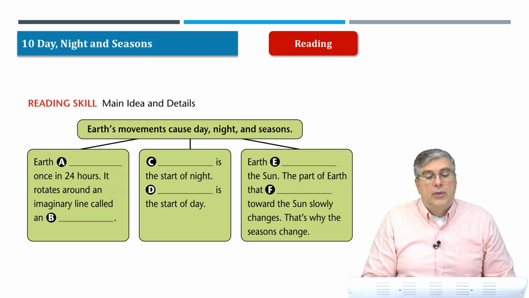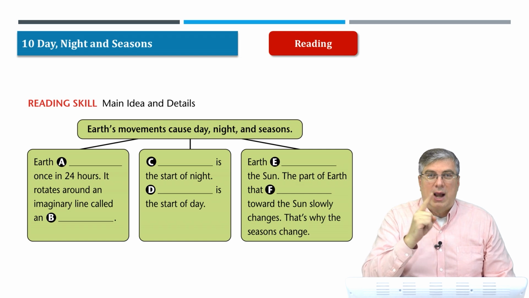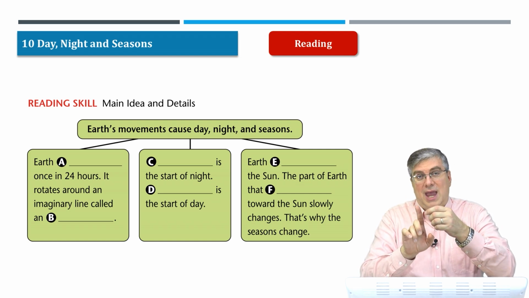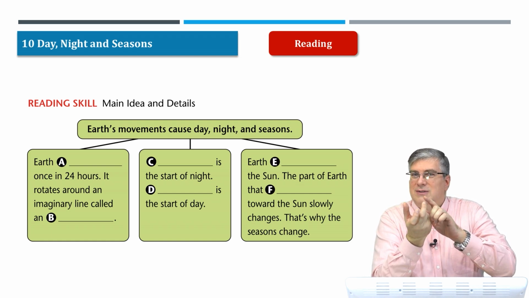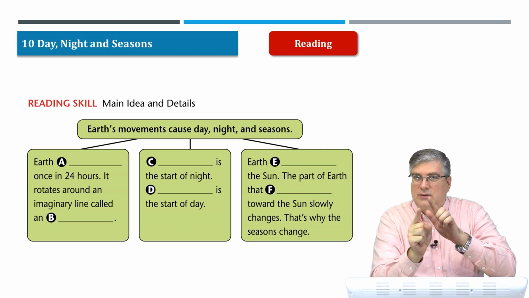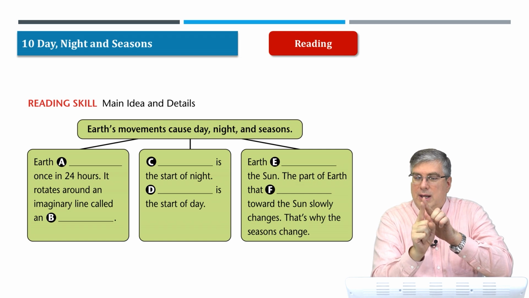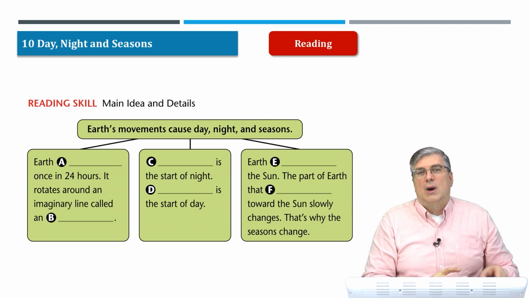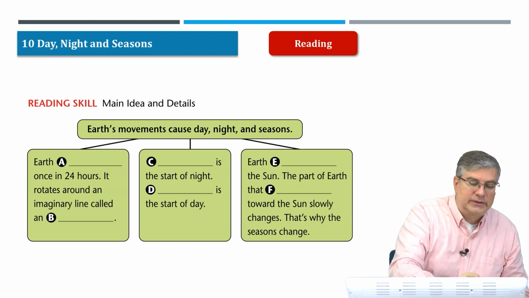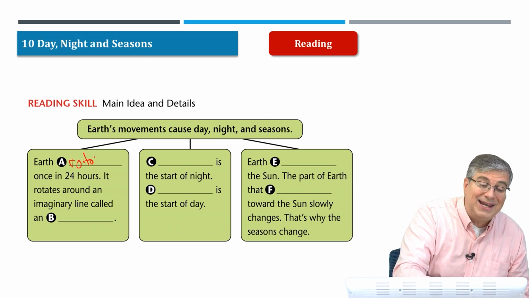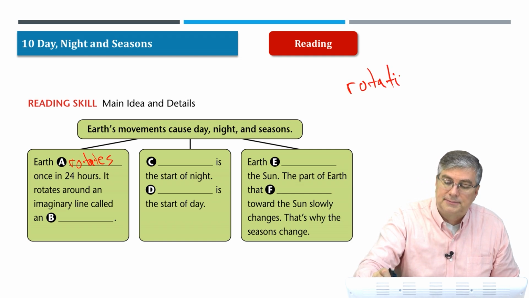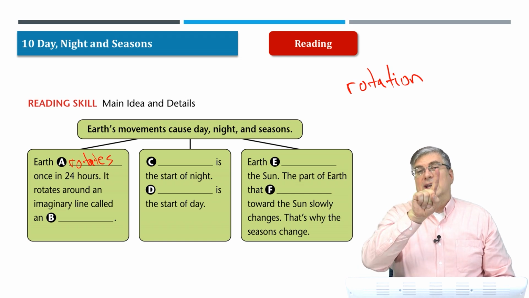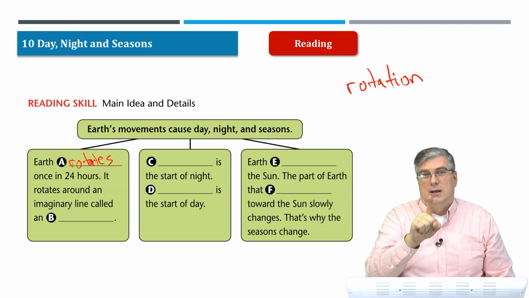So first, Earth rotates once in 24 hours. From the reading passage and from the vocabulary, we saw that the Earth will rotate on its axis. How long does it take to make one revolution? To go around one time, to start here, go around and come back to the same place? It takes 24 hours. It rotates once in 24 hours. Rotate. So that's one rotation. It rotates once in 24 hours. And rotate is the verb. Rotation is the noun. It takes one rotation to make 1 day.